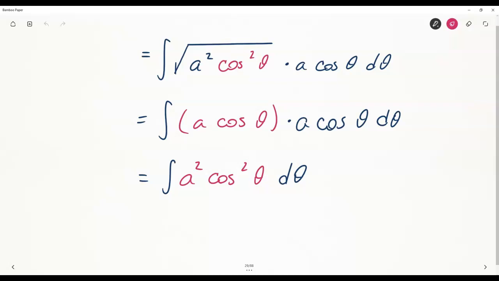What is a squared? Is a constant, right? Couldn't you pull it out of the integral? Sure. And now don't I have cosine to an even power? Now it's a trigonometric integral from the last section. And I can finish it like that.